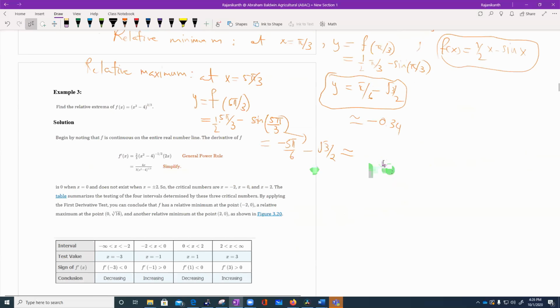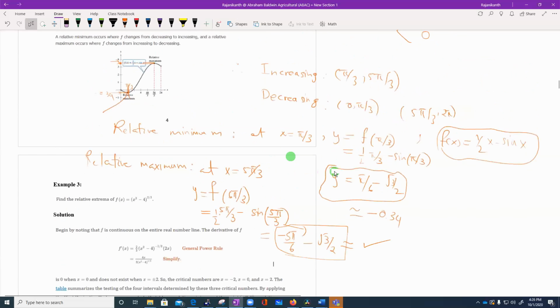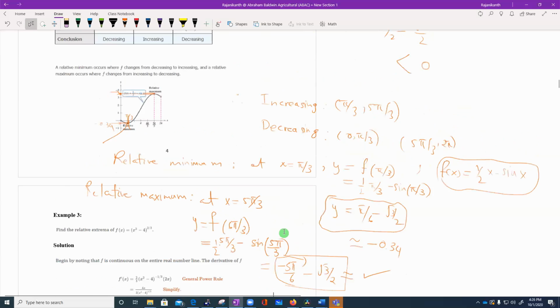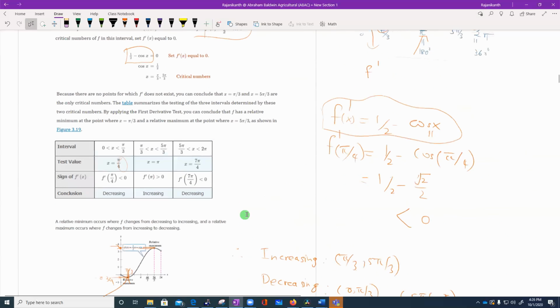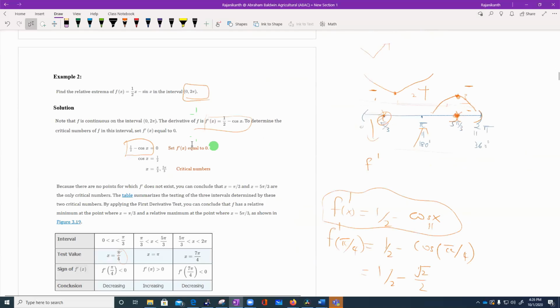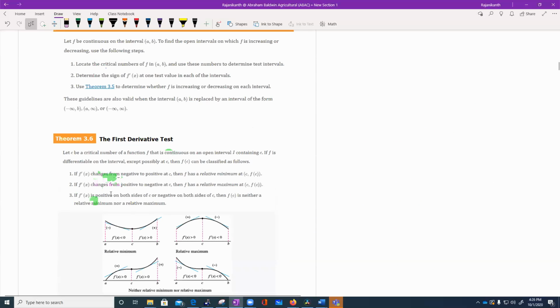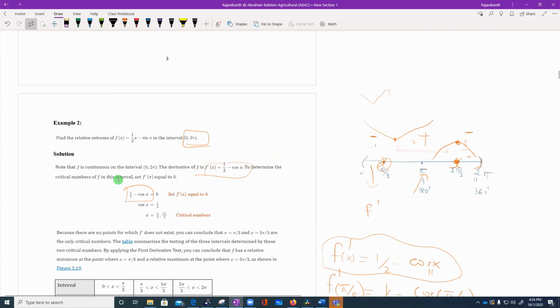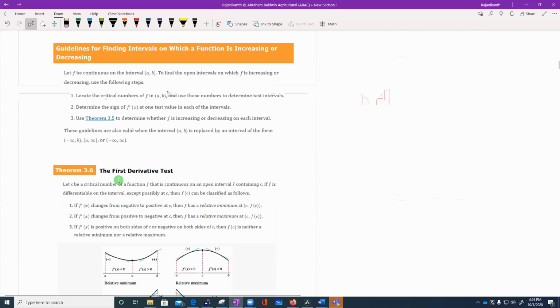So figure out that value. This is going to be your relative maximum answer. This is your relative minimum. So that is very understandable. Follow those guides to find the maximum and minimum.